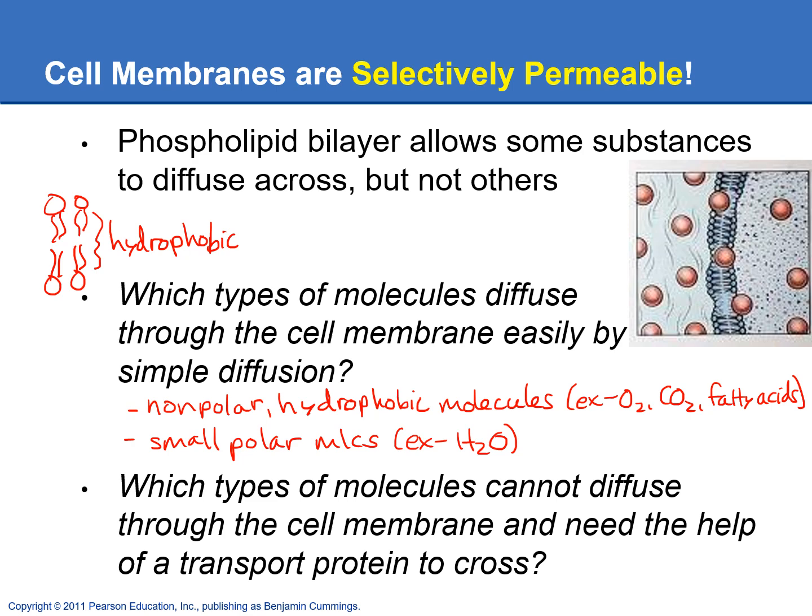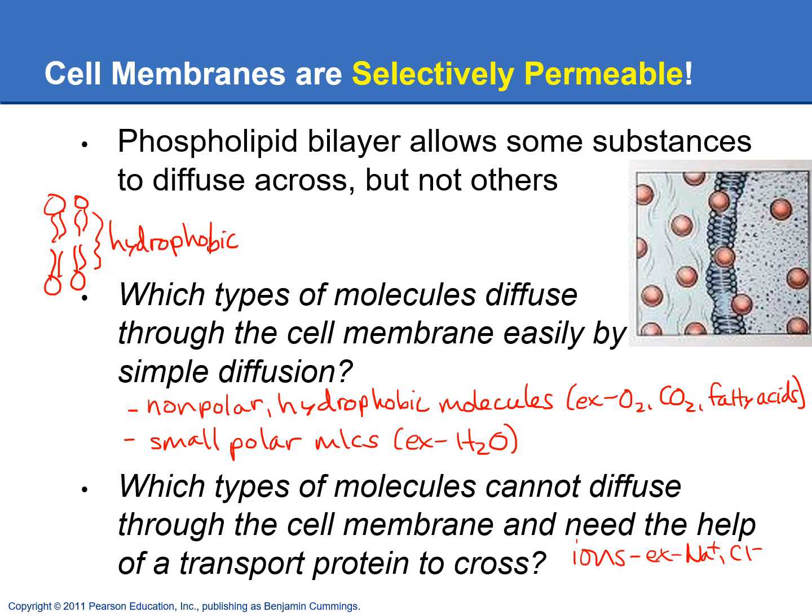Okay, and then which type of molecules cannot diffuse through the cell membrane and need the help of a transport protein to cross? So things that are hydrophilic, they're going to get stopped by that hydrophobic middle of the cell membrane. So if you have ions, okay, a good example there would be like sodium ions or chloride ions. They can't diffuse through the membrane, so they're going to need the help of a transport protein to get across.